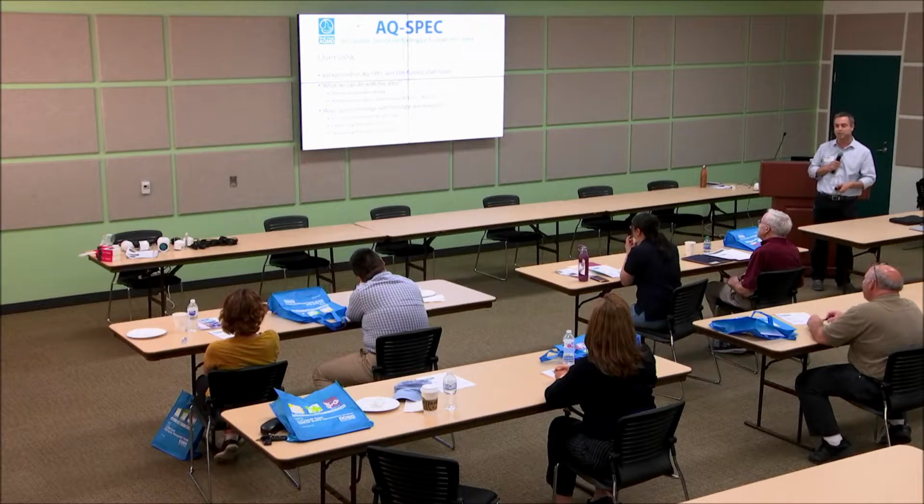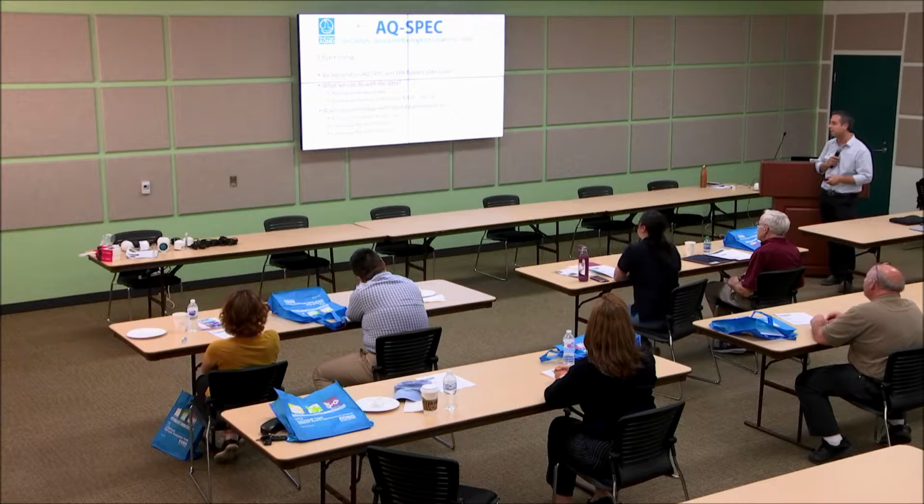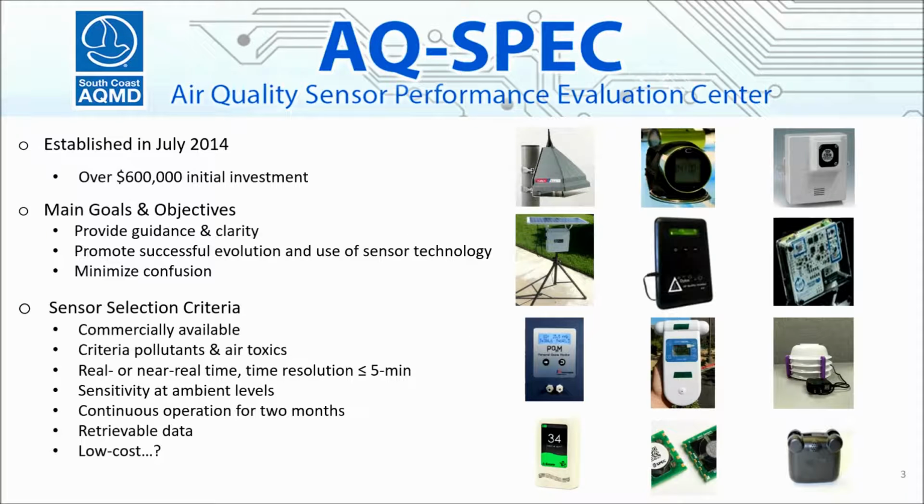Ashley's going to talk about it. She's used about 2 years worth of data and conducted a preliminary analysis. You're going to see some results today, and then ways you can engage with the data and the resources as part of this NASA project. So we're here to support the work by the 2 co-PIs, Pawan with NASA and Olga in this NASA Citizen Science Project. And we're supporting by providing these tools that Ashley is going to talk about. A little bit about AQSpec.